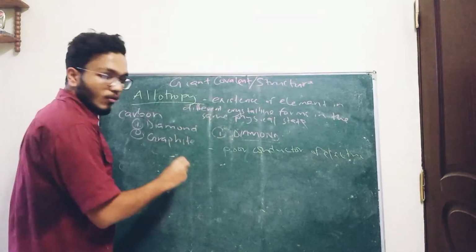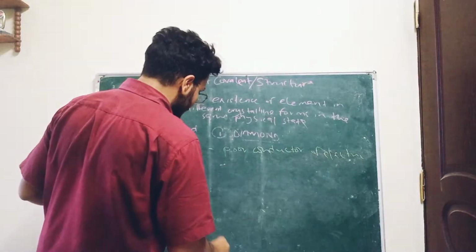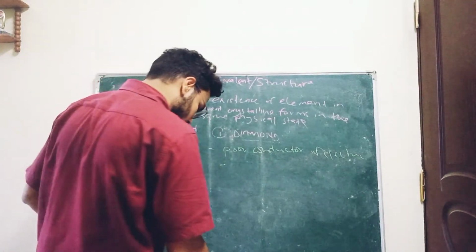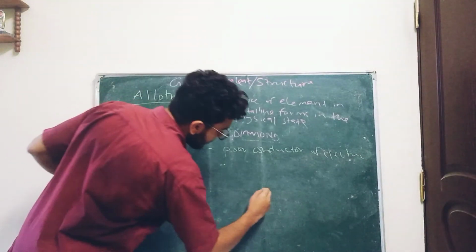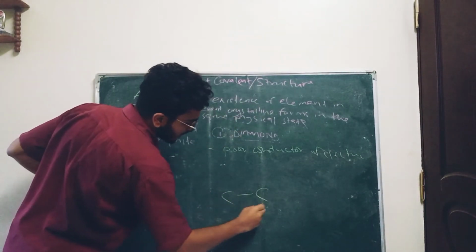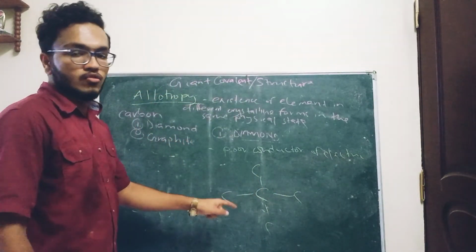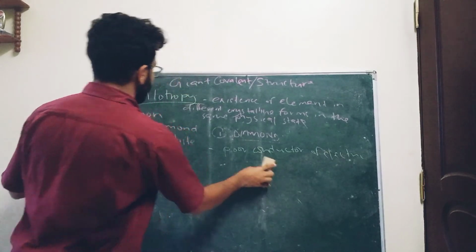Why? Because one atom of diamond covalently bonds to 4 other atoms. So it bonds with all atoms, hence leaving no delocalized electrons. One carbon atom covalently bonds to 4 other carbon atoms, hence there are no delocalized electrons to conduct electricity. Diamond is a poor conductor of electricity.